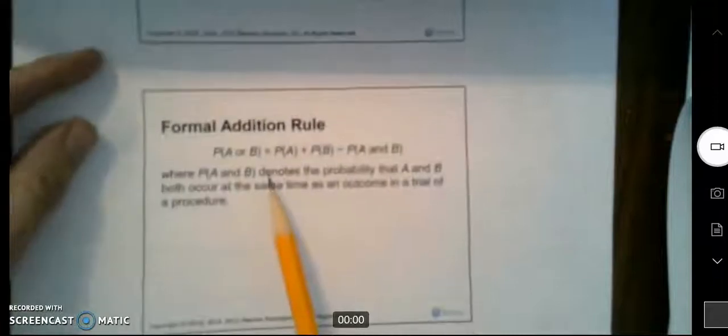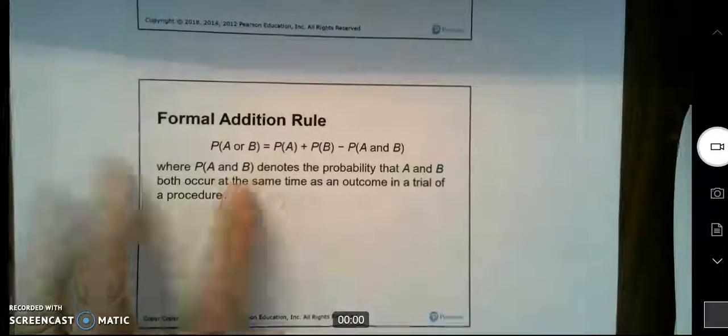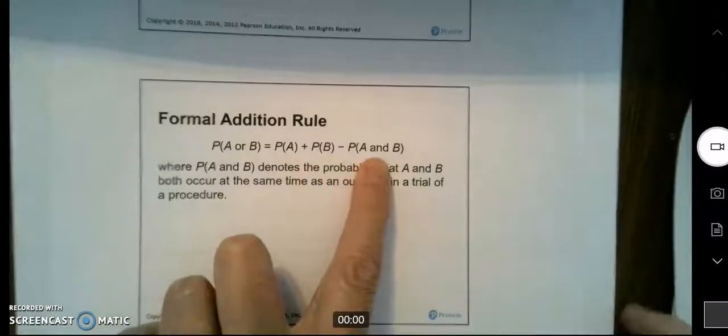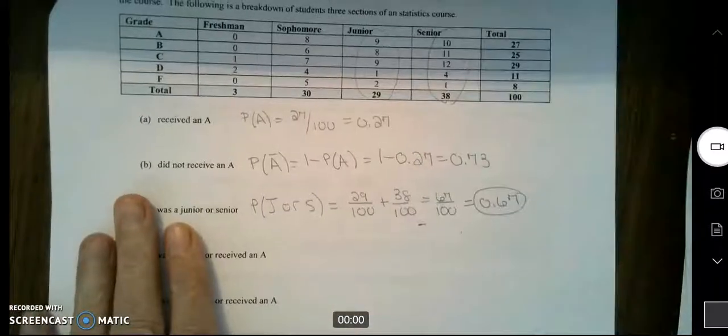The other way to do it is the formal way. This is a formal formula. So we find the probability of A, the probability of one event, plus the probability of a second event, and we subtract what they have in common. Okay, so let's look at our first example here.